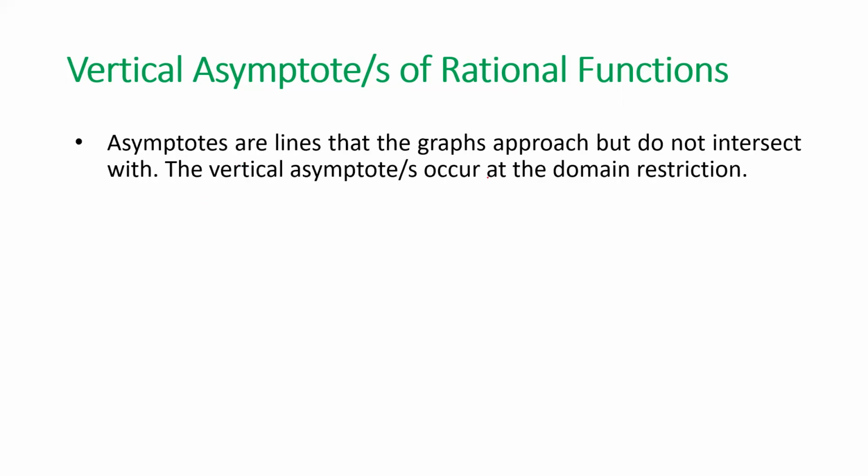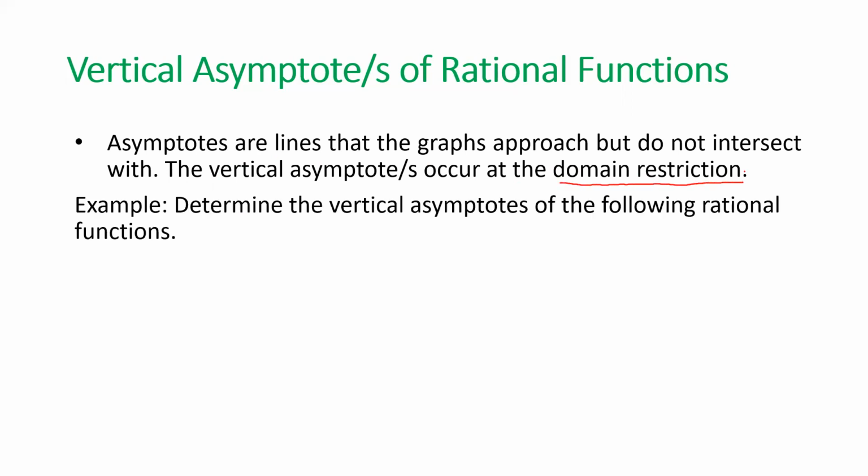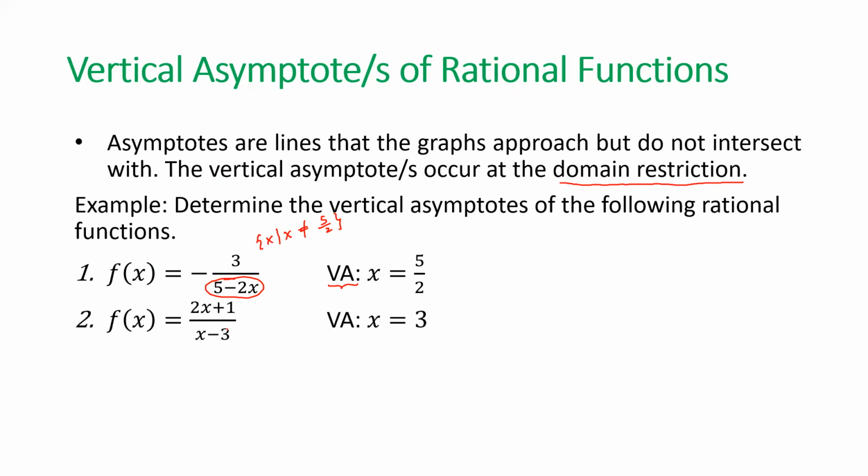Now, asymptotes are lines that the graphs approach but do not intersect with, and the vertical asymptotes occur at the domain restriction. So, which means in our examples earlier, if the domain of this function is the set of all x such that x is not equal to 5 over 2, then its vertical asymptote has equation x equals 5 over 2. And then for the second one, the domain is the set of all x such that x is not equal to 3.